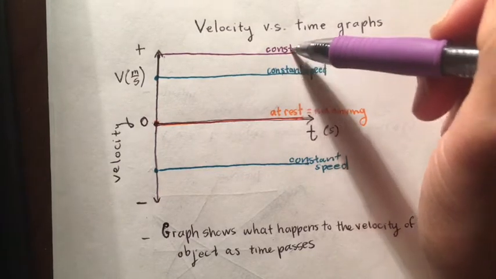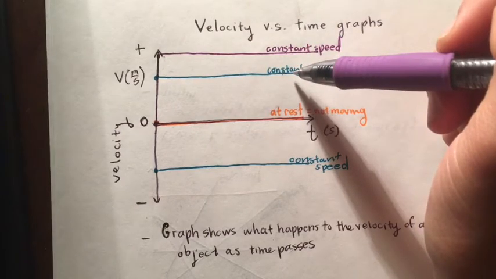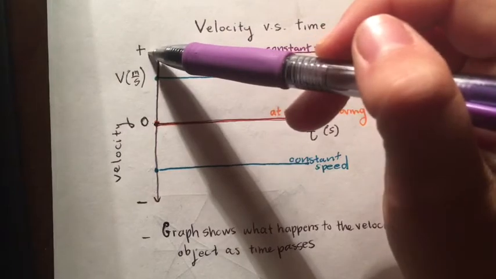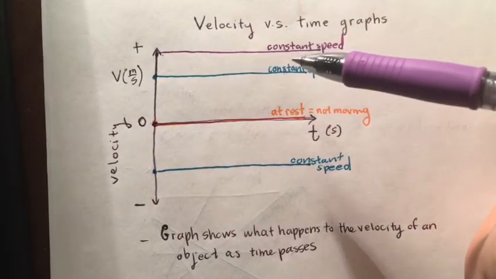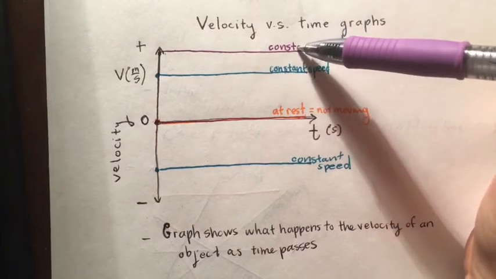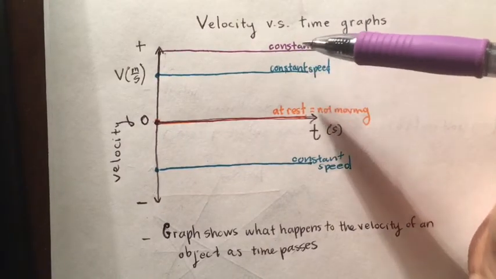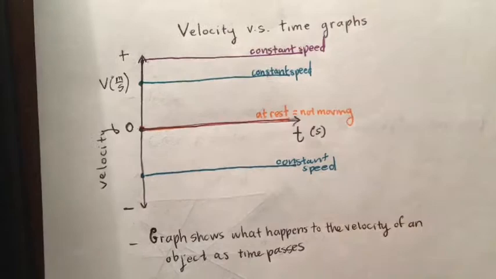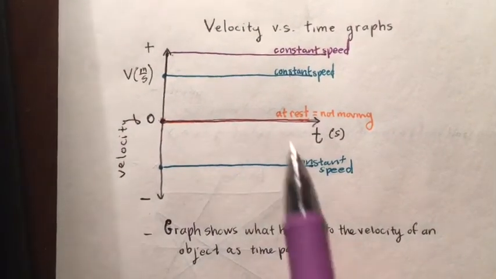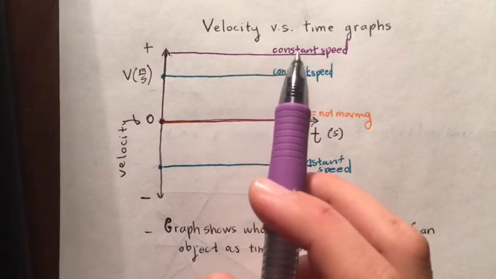But for both of these graphs, the object is moving in the same direction, which you can tell because they have a positive velocity, meaning they are moving in the positive direction. But this object is moving faster than this one. They have a bigger speed, a more positive speed. Remember, the farther away your line is from zero, whether positive or negative, the faster your speed is.